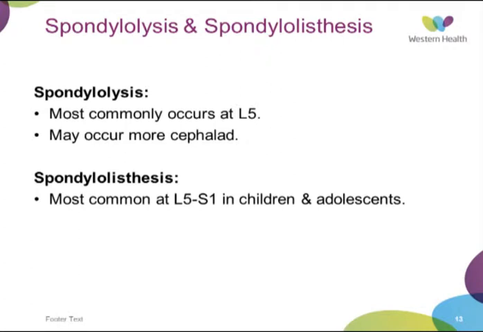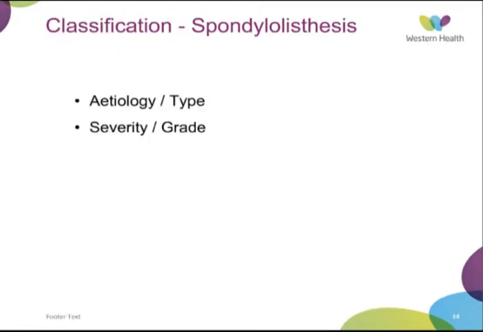Spondylolysis most commonly occurs at L5. It may occur further up in the lumbar spine, but most commonly at L5. And spondylolisthesis is most common at L5-S1 in children and adolescents.